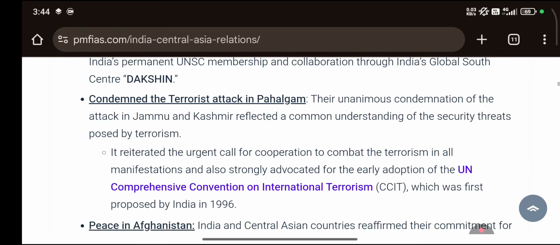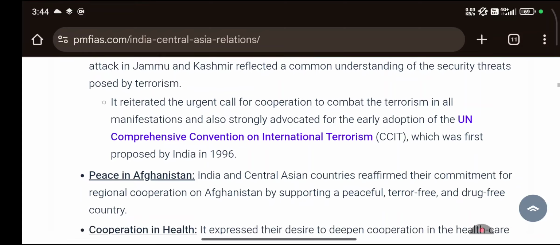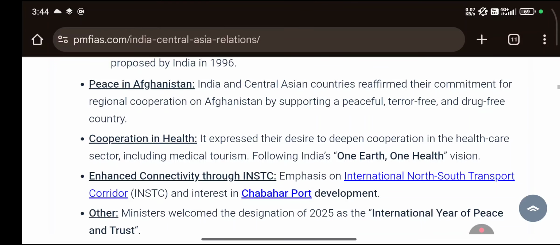Okay, next, condemned the terrorist attack in Pahalgam. Their unanimous condemnation of the attack in Jammu and Kashmir reflected a common understanding of security threats posed by terrorism. It reiterated the urgent call for cooperation to combat terrorism in all its manifestations, and also strongly advocated for early adoption of the UN Comprehensive Convention on International Terrorism, which was first proposed by India in 1996.